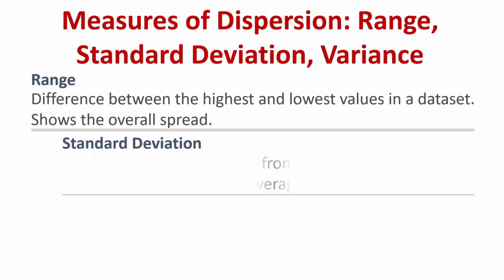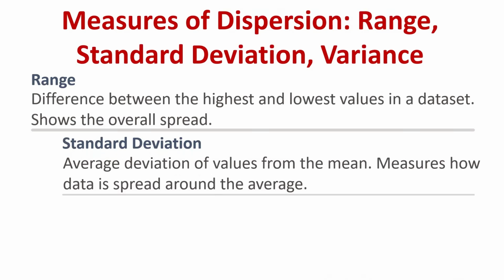A standard deviation is the average deviation of values from the mean. The mean is the average. How much are the other values deviated from the average? Do I have many values, many occurrences that are far from the average? Or is most of my data around the average? If it is far from the average, I have a high standard deviation. If my values are distributed around the average, this will have a low standard deviation.